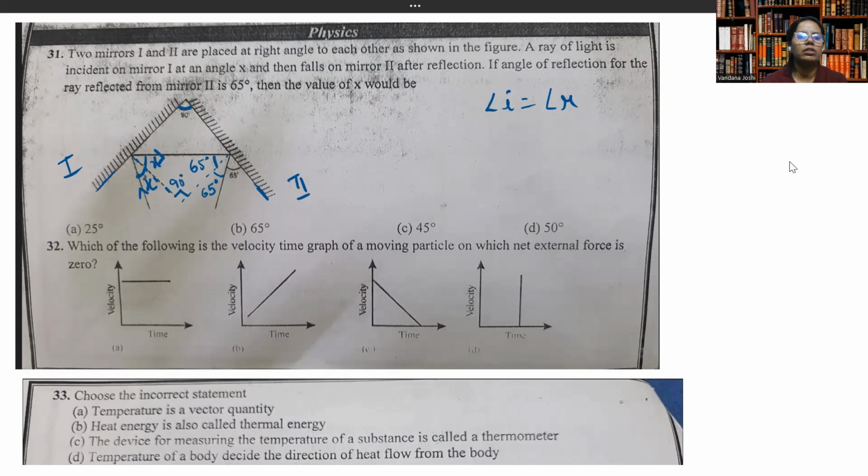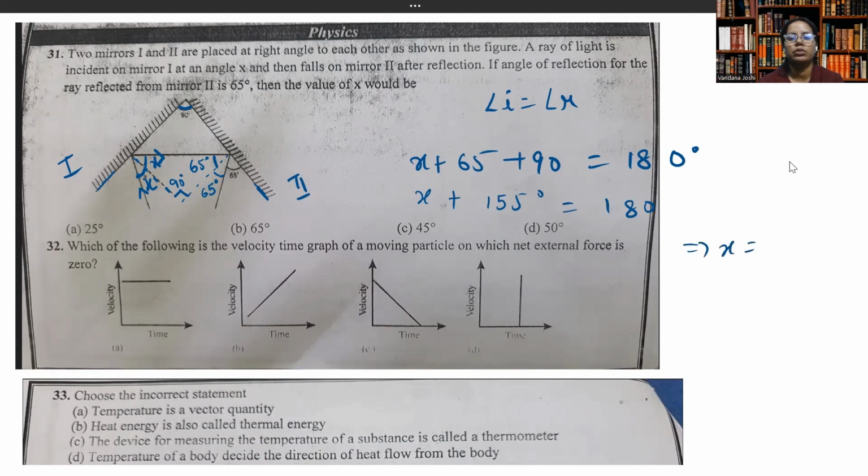Now we have a triangle over here, and we have three angles of the triangle x, 65 and 90. We know that sum of the angle of a triangle is equals to 180 degrees, right? So we can write this as x plus 155 degrees equals 180 degree. This will mean x is equals to 25 degrees. So this should be our answer. Moving on to the next question.